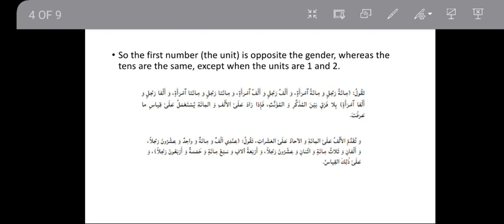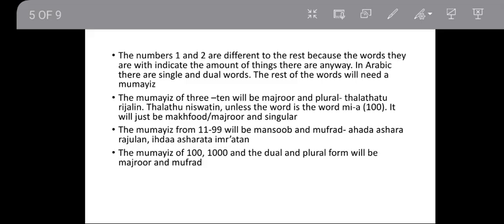And you use these rules to guide your counting. So just some further rules about the numbers. The numbers 1 and 2 are different to the rest because the words they are with indicate the amount of things there are anyway. In Arabic there are single and dual words. The rest of the words will be mumayyiz. So when you have a noun like rajulun, it means one man anyway. And if you have a noun which says rajulani, it means two men anyway. So these words don't need to come with numbers in Arabic because the noun itself implies the number of things there are. So the numbers 1 and 2 do not have a mumayyiz.